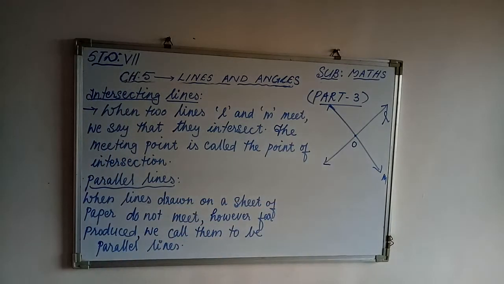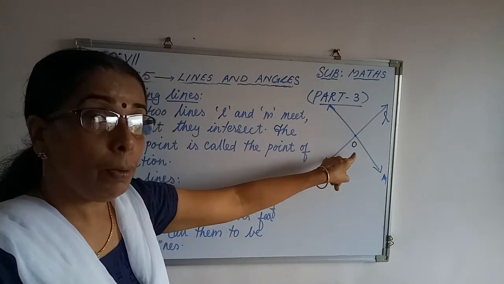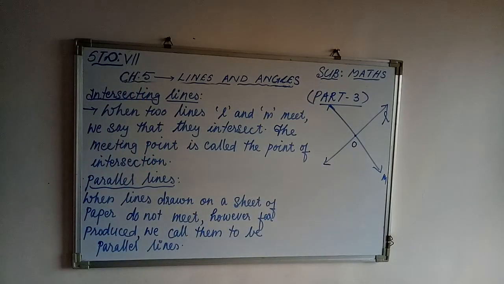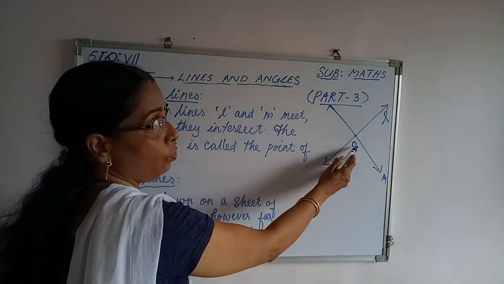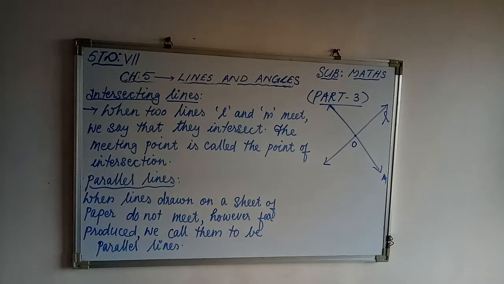Such lines are called intersecting lines. Then what are intersecting lines? Two lines that meet at a common point are called intersecting lines, and the common point for the intersecting lines is called the point of intersection. And in this picture, which is the point of intersection? That is O.